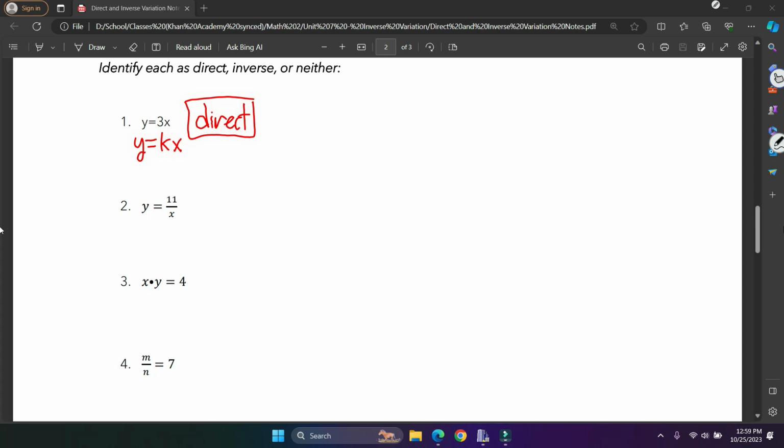All right, number 2 says y equals 11 divided by x. We can re-express this equation as y equals 11 times 1 over x, because these are in fact equivalent equations. If I was to think about it in reverse, I could take the 11 and multiply it into the 1 and get back to what I started with. So I can see these two things are equivalent. Therefore, this is an example of inverse variation.